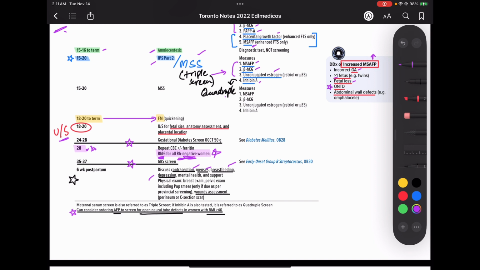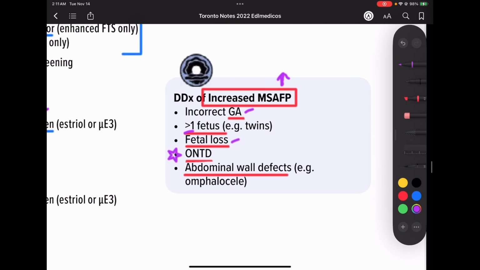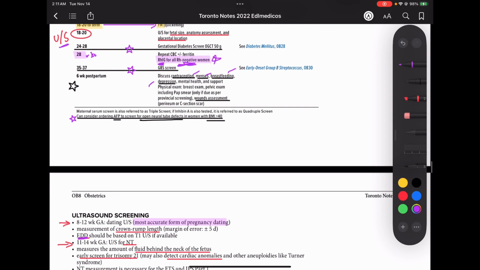Can consider ordering alpha-fetoprotein to screen for open neural tube defects in women with BMI more than 40. So we know that if MSAFP, alpha-fetoprotein, is raised, then we can suspect open neural tube defects.